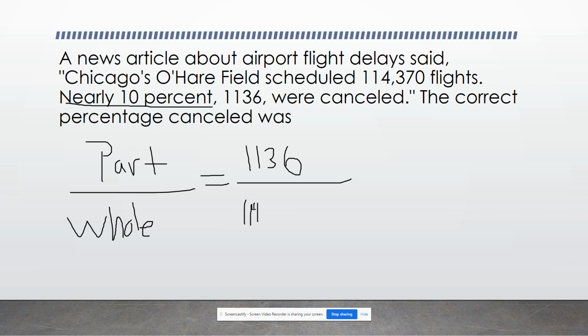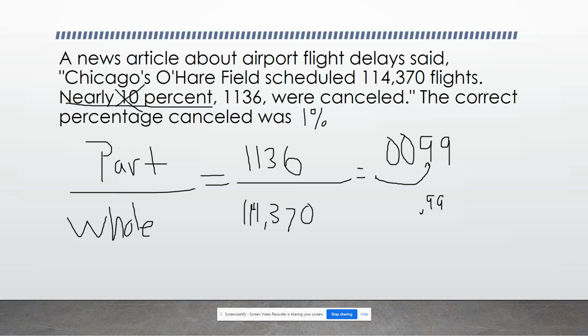Oh, you can't see that. Sorry. 114,370. So if I divide 1,136 by 114,370, I get 0.0099. Okay, so if I move that decimal place over 2 places, that's going to give me 0.99%. Is that 10%? No, that looks like it's a typo. It shouldn't say nearly 10%. That's wrong. What's the correct percent? It should be about 1%. Okay?